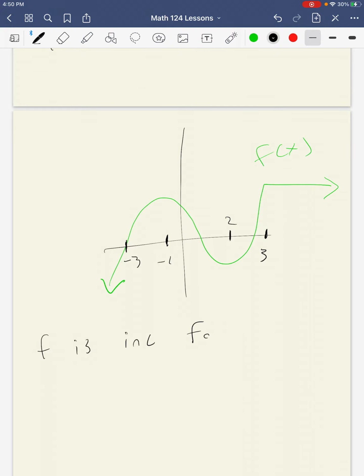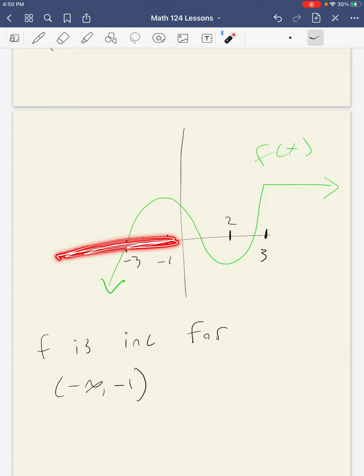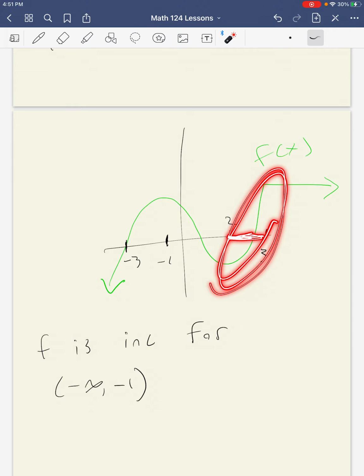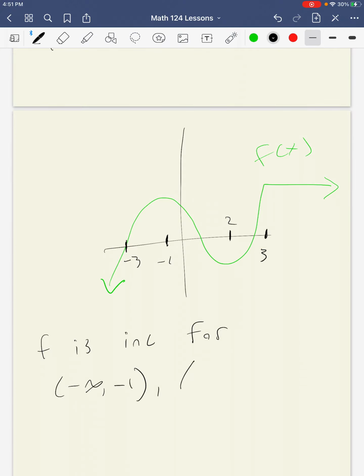So we say f is increasing for minus infinity to minus 1. Sorry about that. From minus infinity to minus 1 is when f is increasing. I don't know why I put a 3 on this graph. And then also from 2 to 3 is when the function increases again. So we could write it with a comma separated list.